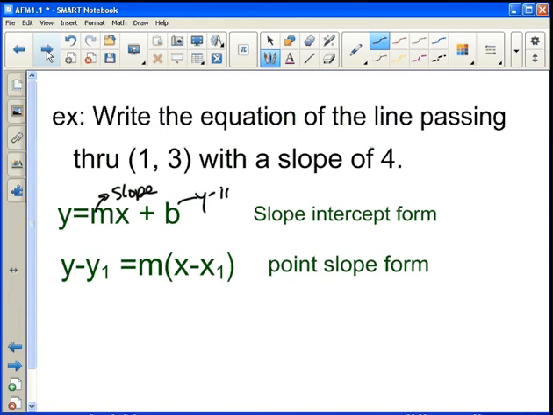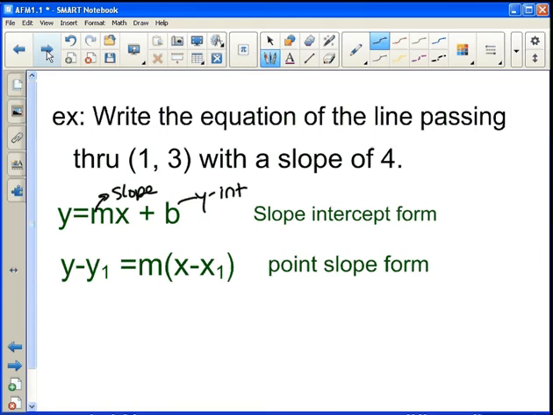And there's also the point-slope form. Personally, I think it's easier to start with the point-slope form and then work your way forward. Some people like to start with the slope-intercept form. I will show you both ways, and from here on out you can certainly choose your preference.